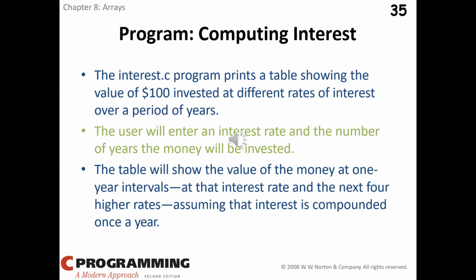And then voila, the program prints out a table showing the value of your money at 1 year intervals. But here's the twist: it doesn't just show the growth at one interest rate, it also shows how your money would grow at the next 4 higher rates. This is all based on the assumption that the interest is compounded once a year. And just like that, by running the interest.c program, you can explore different scenarios and see how your money blossoms over time.